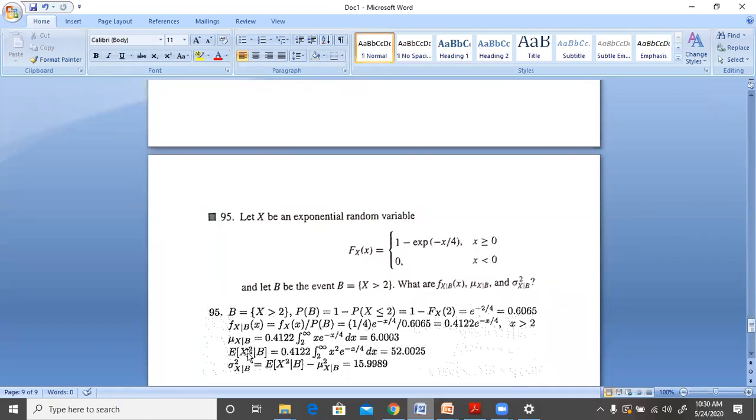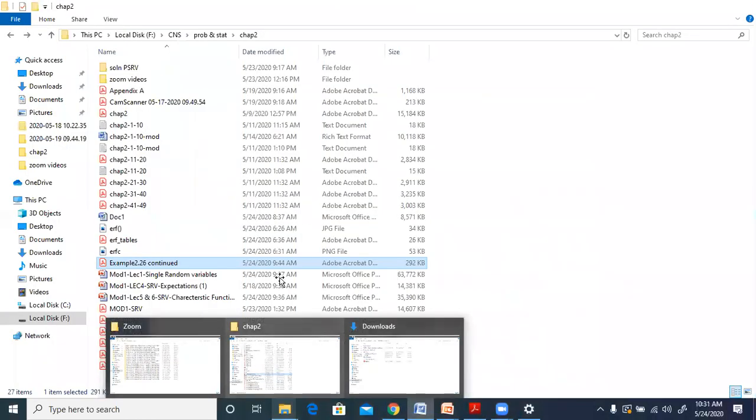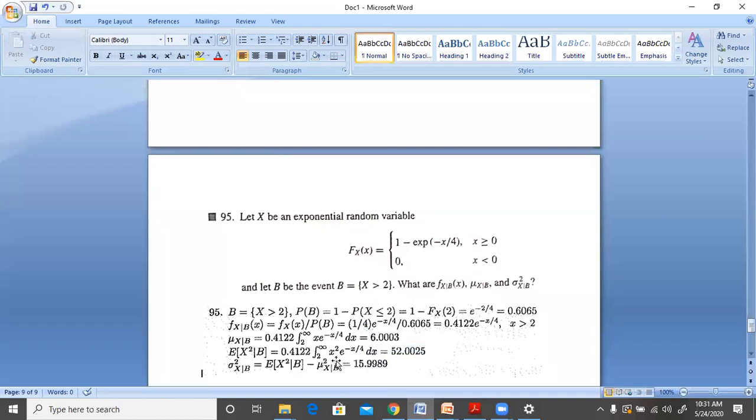Then the next one, that is the conditioned mean of the square, will be 0.4122, integral 2 to infinity, x square e to the power of minus x by 4 dx. Again, integration by parts will give this as 52.0025. Then we have sigma, which is the mean of the square minus the square of the mean. And that is what we have here. This minus this square will give us 15.99, or approximately 16.